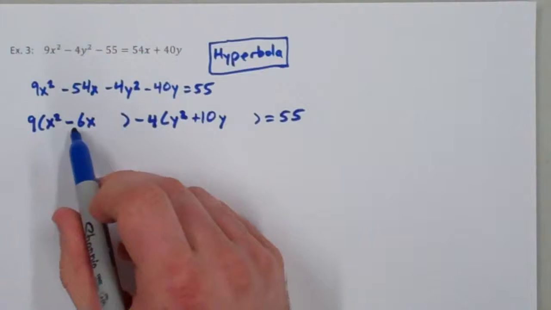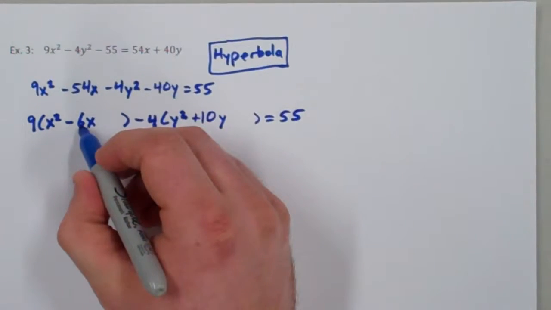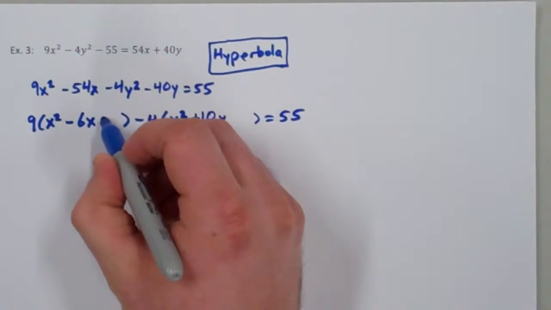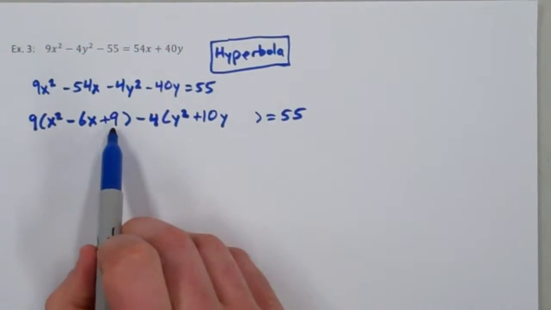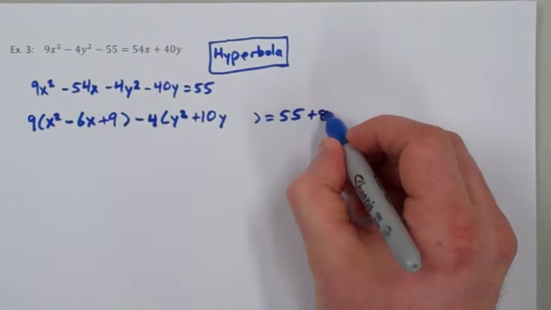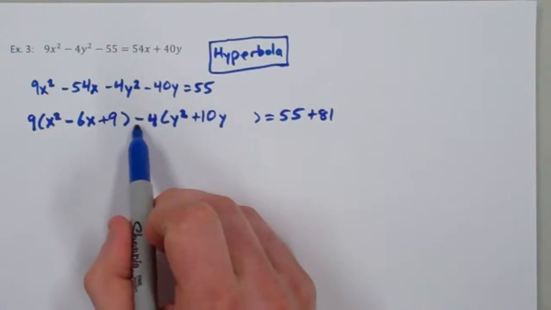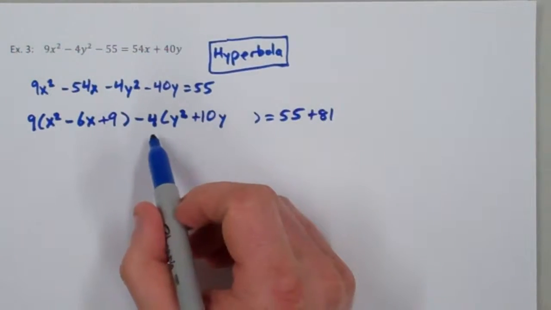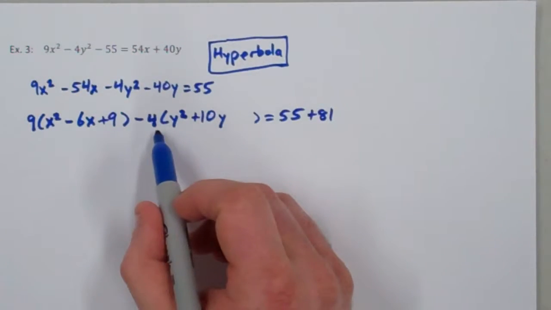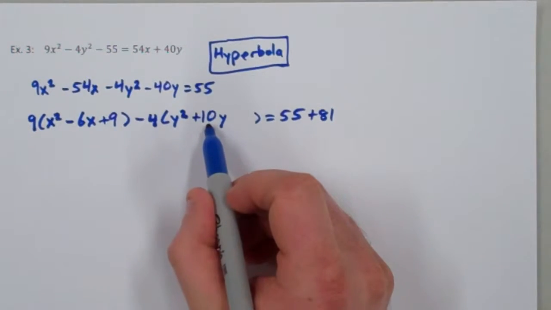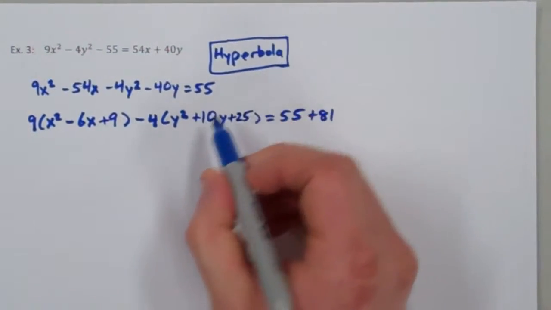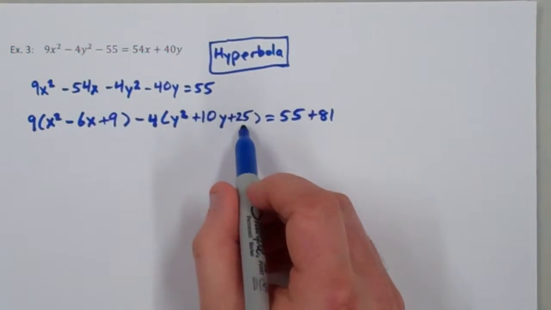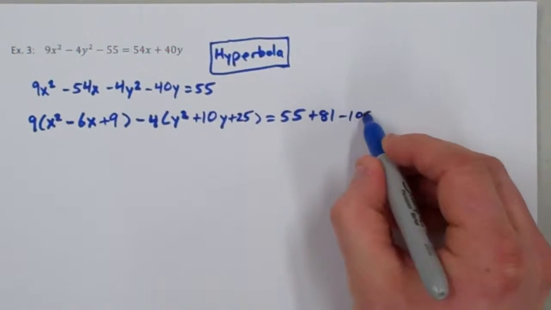Completing the square with the x variable, you just take half of negative 6, which is negative 3, square it, positive 9, always add that. Right away we're going to take 9 times 9, we're going to add that to the right hand side. Then we've got a negative 4. Got to complete the square first, getting a little ahead of myself here. So half of 10 would be 5, 5 squared would be 25. And this is negative 4 times 25, which is negative 100.